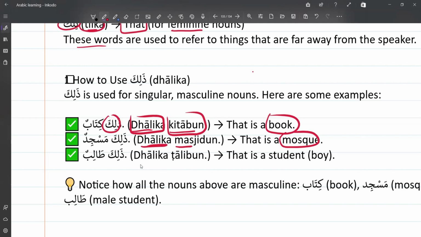Again, ذَلِكَ طالب. Talib in Arabic means a student. So when we say ذَلِكَ طالب, it means that is a student. And of course, it is masculine, meaning it is a boy. That is why we use ذَلِكَ. ذَلِكَ طالب means that is a student.